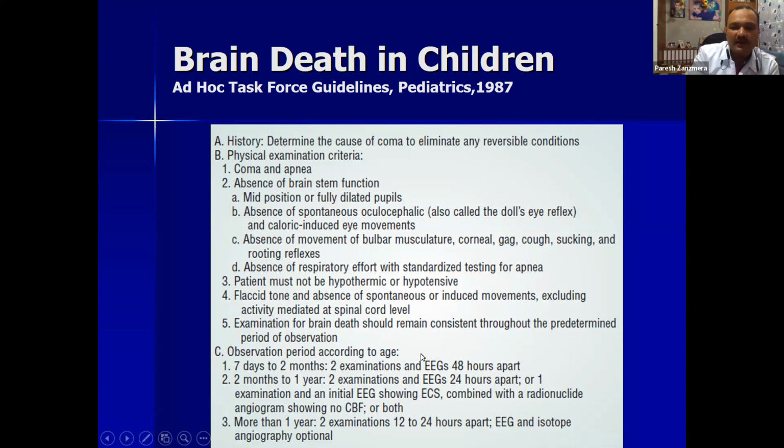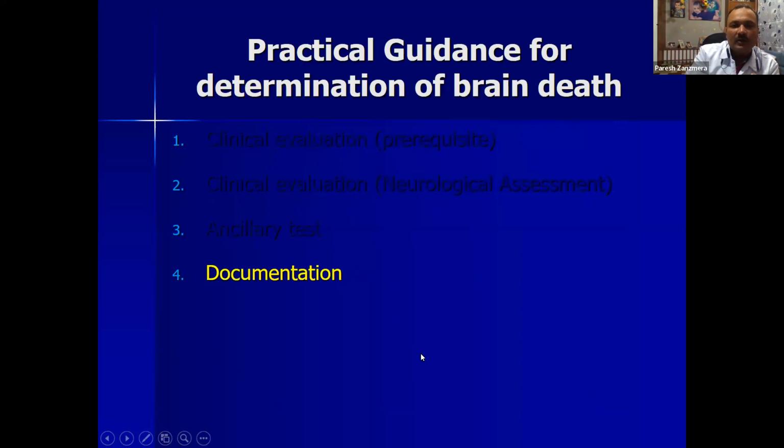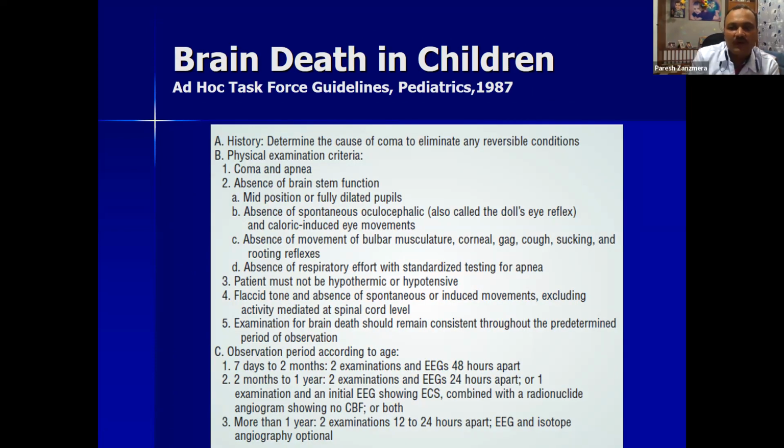Now, one thing I forgot to mention about brain death is that one single apnea test is not sufficient. You have to repeat the apnea test after 6 hours in adults. Now, in pediatric patients, these are different. You have to do 2 examinations and EEG 48 hours apart. That means the apnea test will be done 48 hours apart.